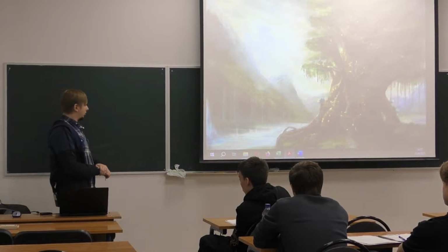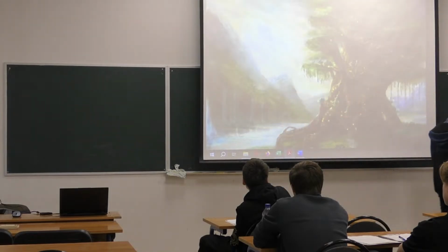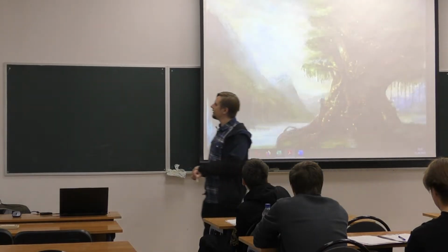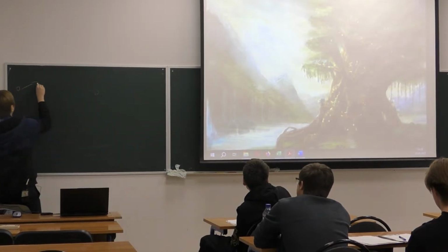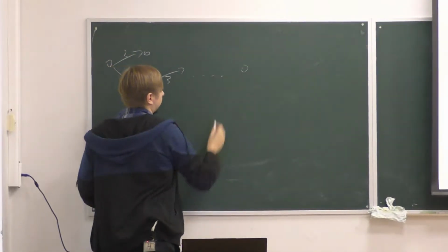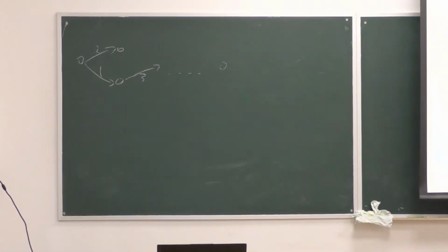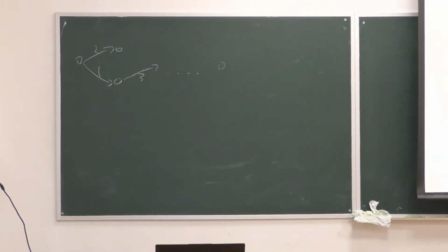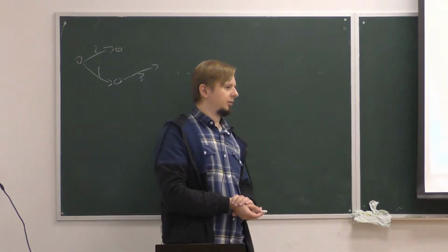So what is the task? We have a directed or undirected weighted graph, and we want to construct the path, the shortest path between two vertices. Yes? First question. Do you know the case where there does not exist a path between two vertices?